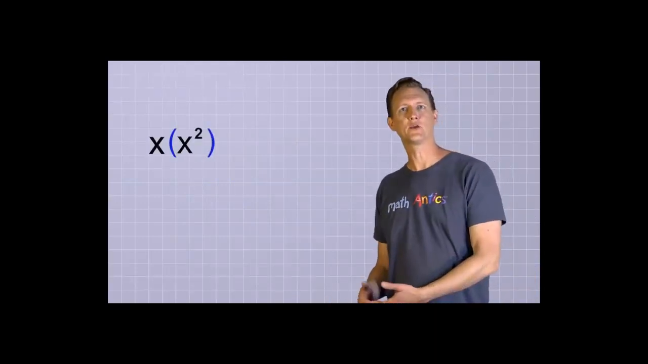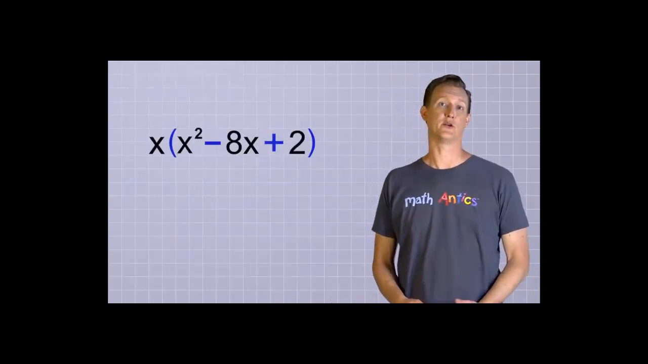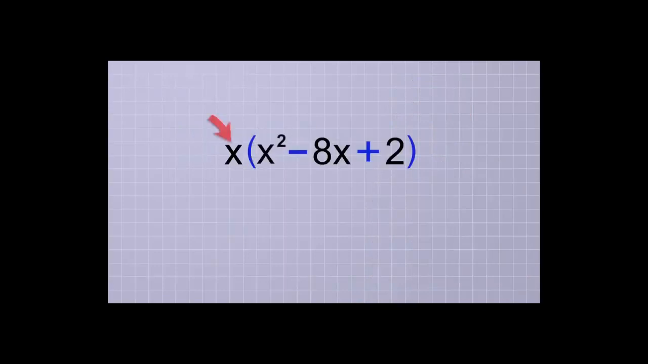Let's see another example. x times the group x squared minus 8x plus 2. In this expression, the factor being multiplied by the group is actually a variable, but the distributive property works exactly the same way. It says that we can distribute that factor and multiply it by each term of the group individually. The first term is x squared, which is the same as x times x. So if we multiply that by x, we'll get x cubed, since that would be 3 x's multiplied together.